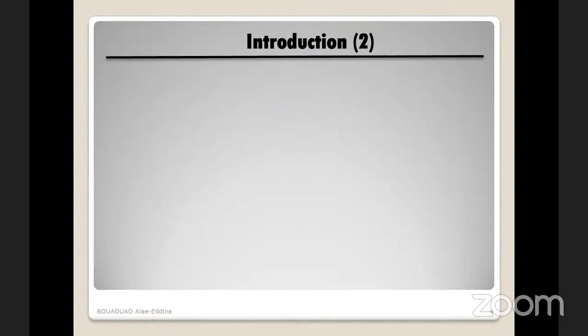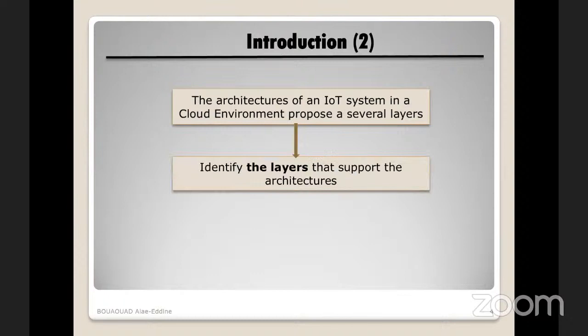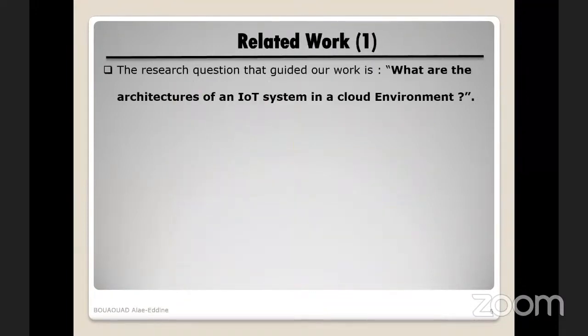The purpose of this research is mainly to analyze the architectures of an IoT system in cloud environments proposed in the literature, in order to identify their layers and use those that are common and then those that are relevant. The research question that guided our literature review is: what are the architectures of an IoT system in cloud environments?